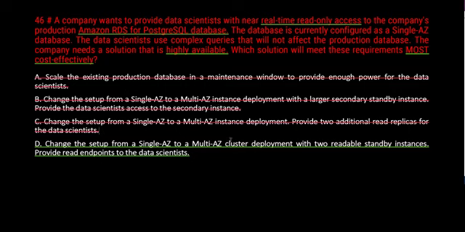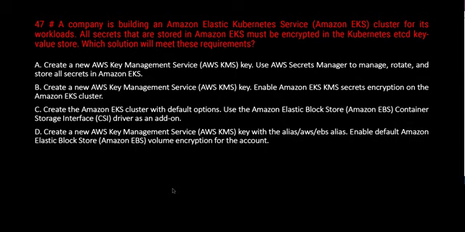And the cluster will come with 2 read standby nodes, which is what they were looking for. Okay, easy. 47. A company is building an Amazon EKS cluster for its workloads. All secrets that are stored in Amazon EKS must be encrypted in the Kubernetes etcd key value store. Which solution will meet this requirement?